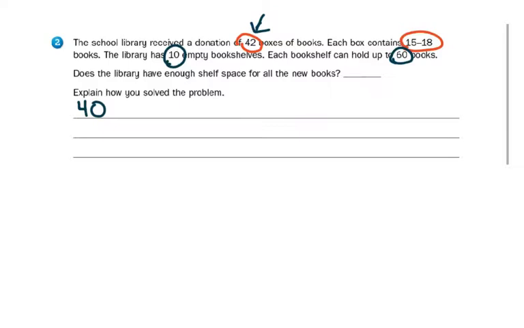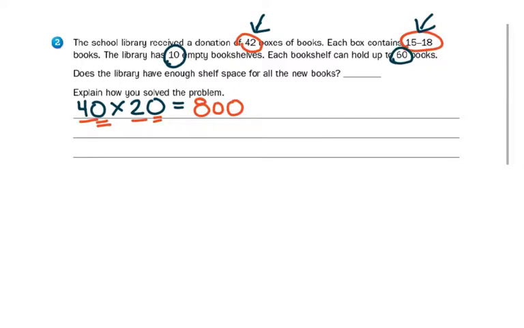And then if each box contains 15 to 18 books, well, is 15, 16, 17, 18 closer to 10 or 20? Well, it's closer to 20. So let's take those 40 boxes times approximately 20 books in each box. Here's our extended fact. 4 times 2 is 8. And how many zeros are we going to add? 2. So there's approximately 800 books.